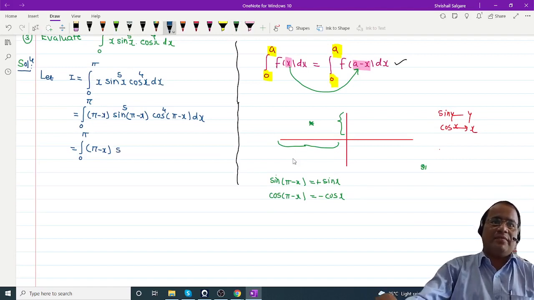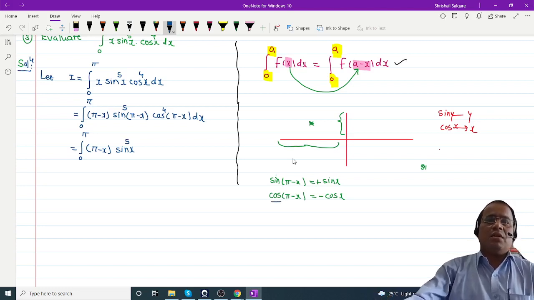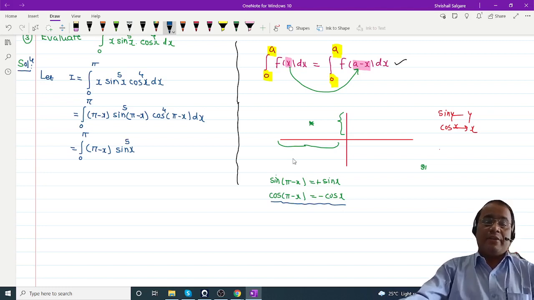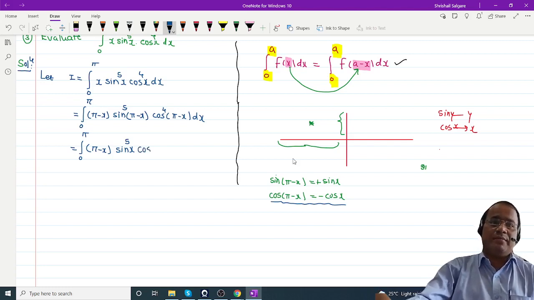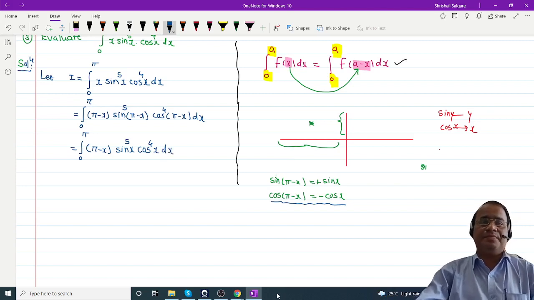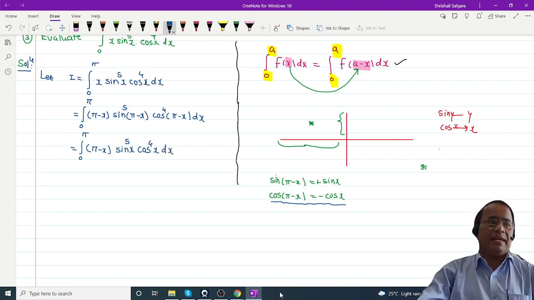So that's why the first one, sin of pi minus x, I will replace with sin x. Then it will come as sin x raised to 5. But here, cos of pi minus x, if you replace it by minus cos x and you are taking the even power of that, minus 1 raised to 4 comes as positive again. I will write it as cos raised to 4 x. Am I right? Yes, okay.